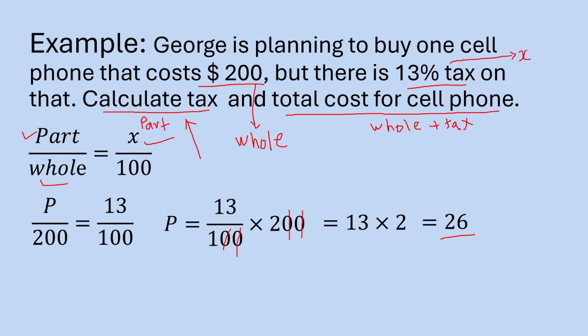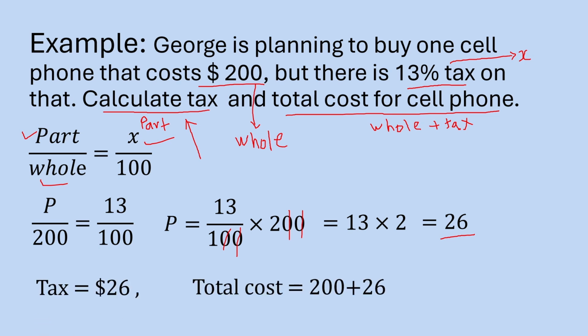Now the total cost for the cell phone is equal to the whole number, which is 200, plus the tax, which is 26. So here 200 plus 26 is equal to $226. It is the total cost of the cell phone.